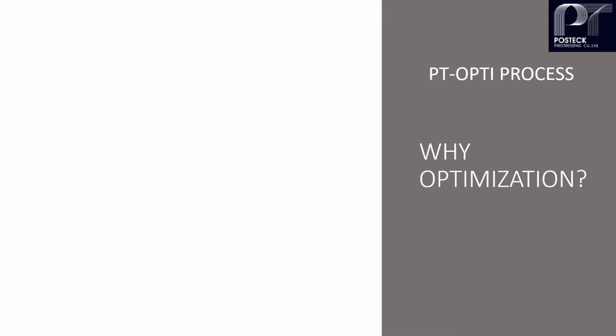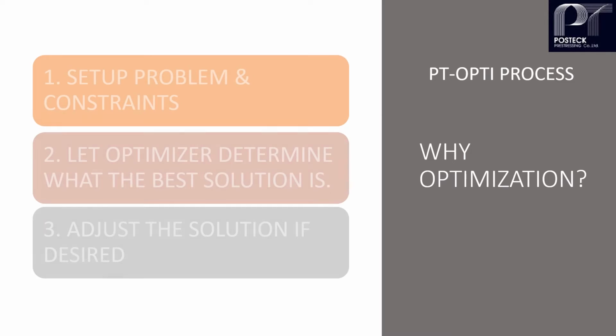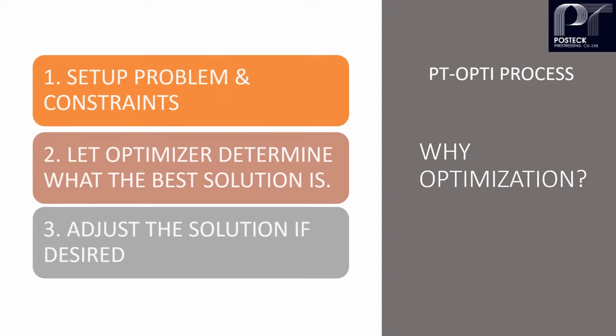The concept of computerized optimization is widely used in the design of post-tension slab through computer software. In our development of PTO-PTI module, the optimization is automated as the following process. 1. Setup problem and constraints. 2. Let the optimizer determine what the best solution is. 3. The designer can adjust the given solution if needed. The optimization process is done through simulated annealing algorithm.